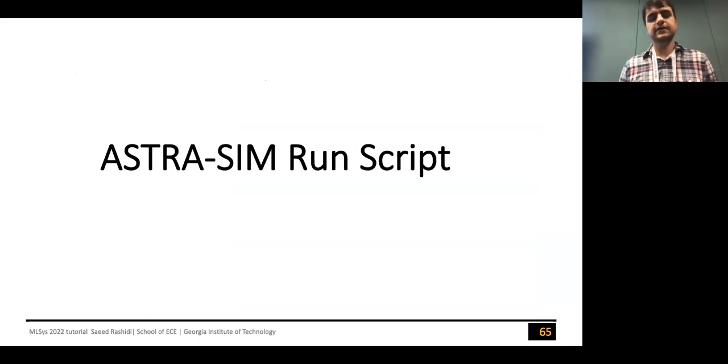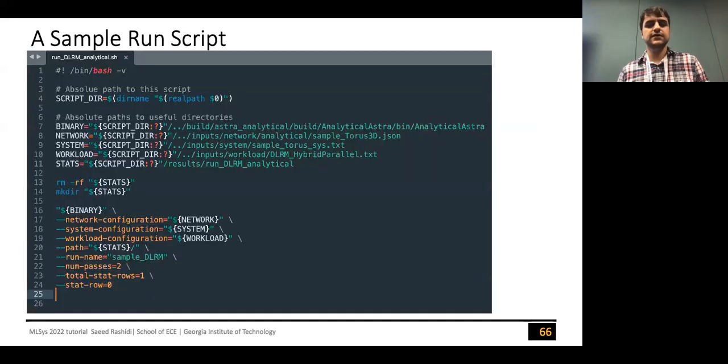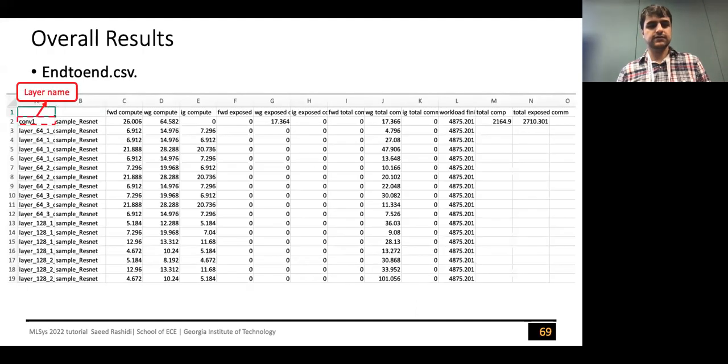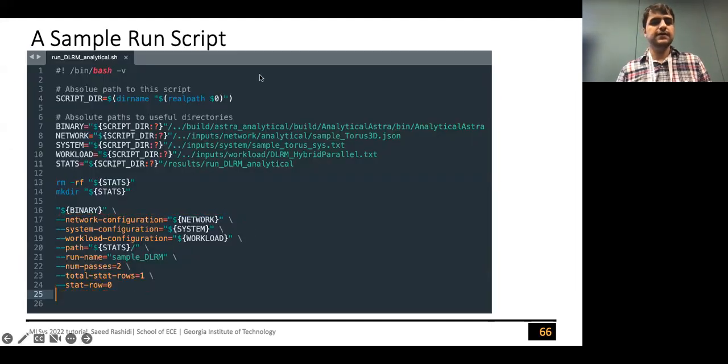Okay, so now that we briefly described different levels of ASTRA-sim, let's look at a simple run script and see what should be done to just run ASTRA-sim. Basically, what you can see here is that you need to first find out where the binary is after the compilation.